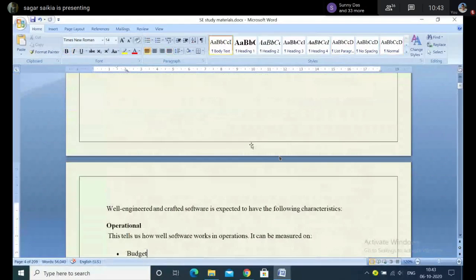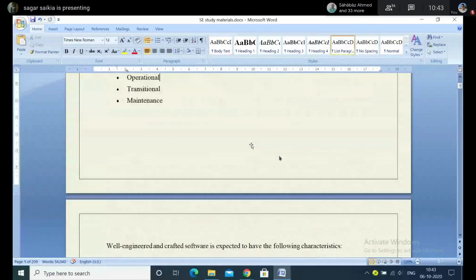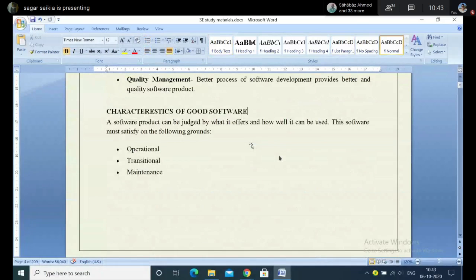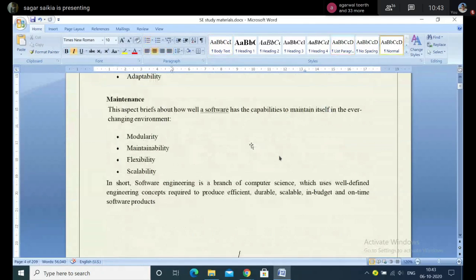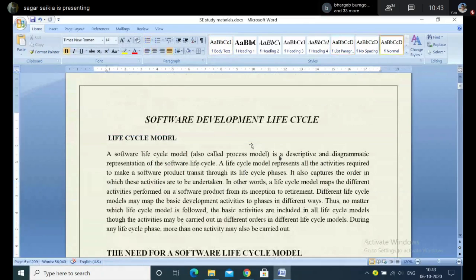What is the need of software engineering? These are all one question only. What are the characteristics of a good software?